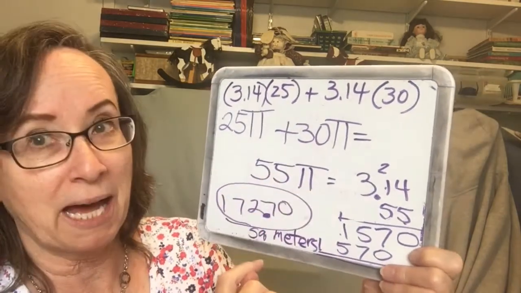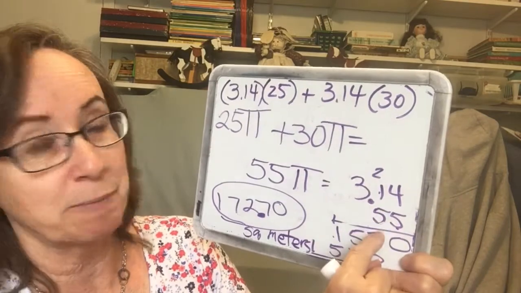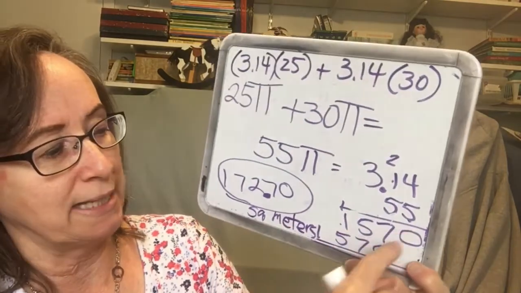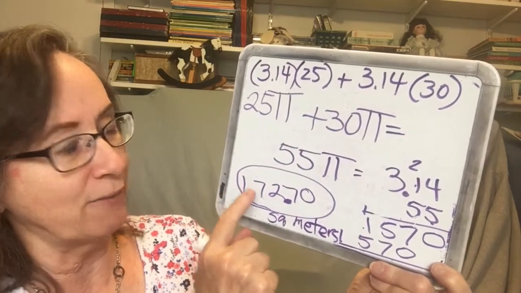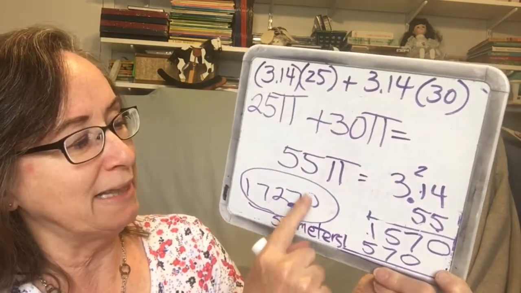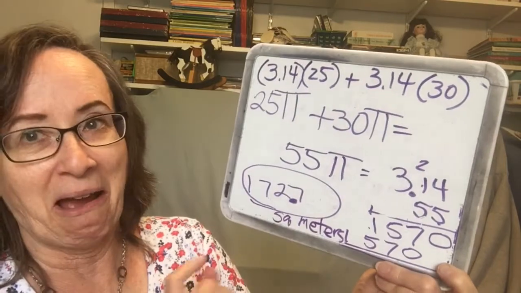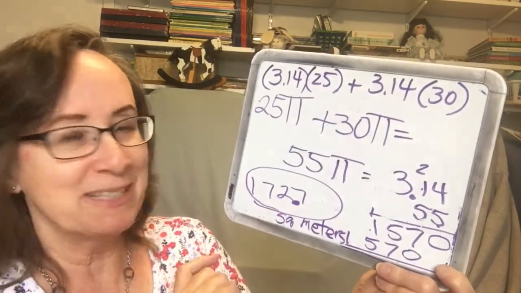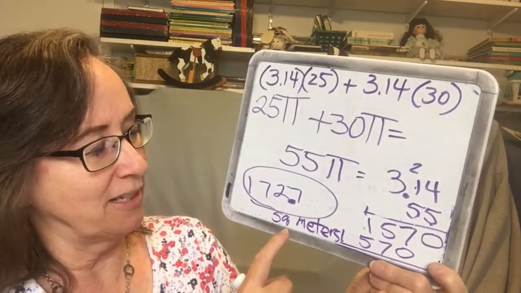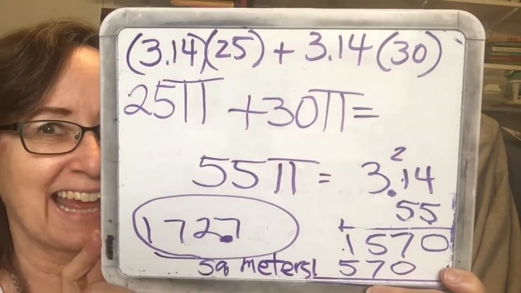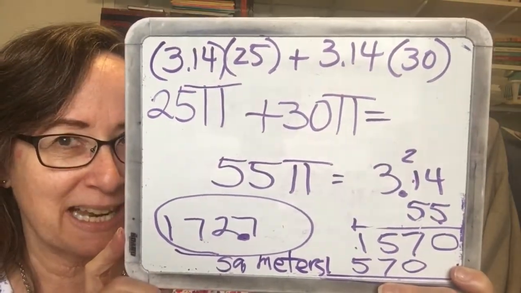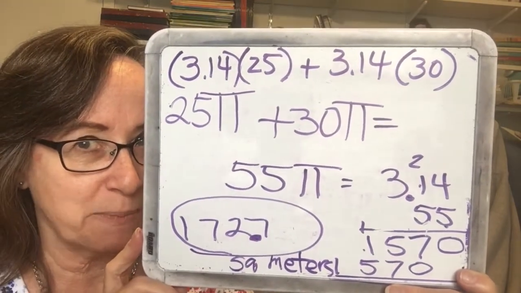So 55 pi is going to be pi times 55, and we did our multiplication and we added it all together, 172. Do I need the 0 here? No. 172.7 square meters. That is the last of our examples, and now it's time to come back with our practice problems.